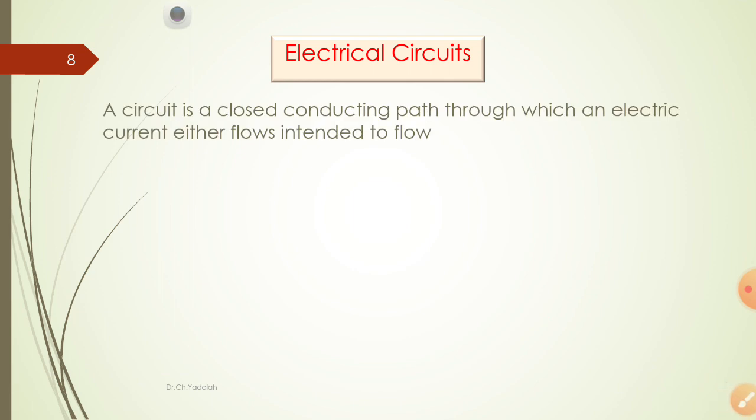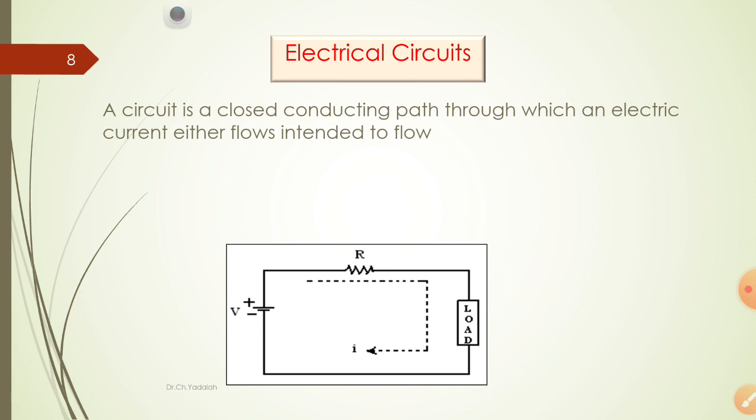Electrical circuits. A circuit is a closed conducting path through which an electric current either flows or is intended to flow. As we know, the charged particles will flow only whenever the circuit is closed. If any wire opens, there is no current flow, but a potential difference exists between the open parts. A circuit is a closed conducting path through which an electric current either flows or is intended to flow.